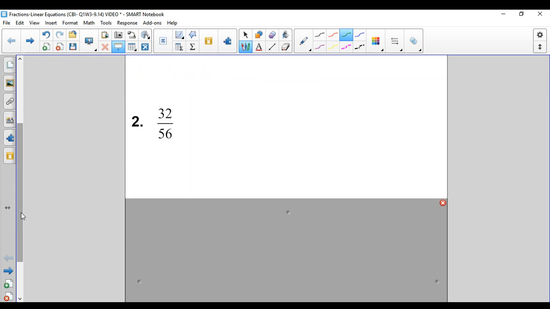32 and 56. So 32, 56. To me, this is a tougher one. 32 and 56 are both even numbers. So maybe you divide both of these by 2 and see what you're left with. 16 and 28. Well, 16 and 28 can still continue to simplify. 16 and 28, again, are both even numbers. So maybe you just try 2 again. We get 8 over 14.